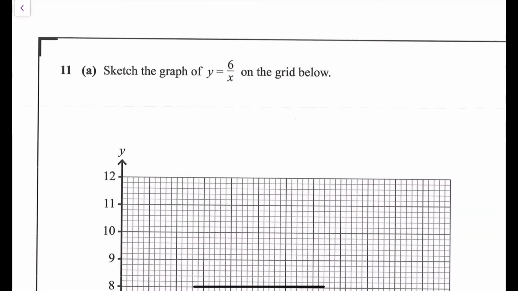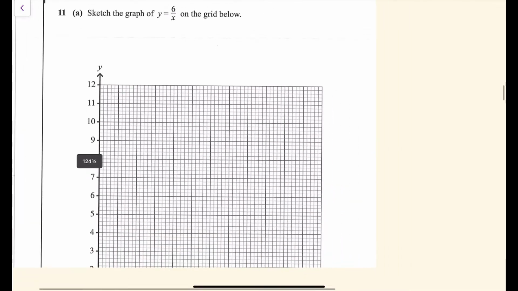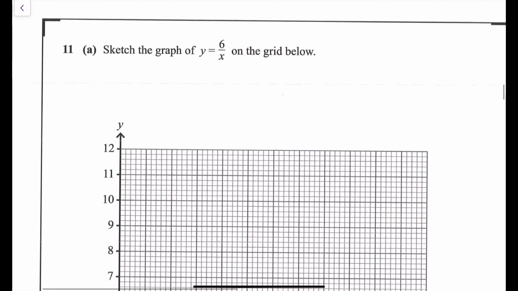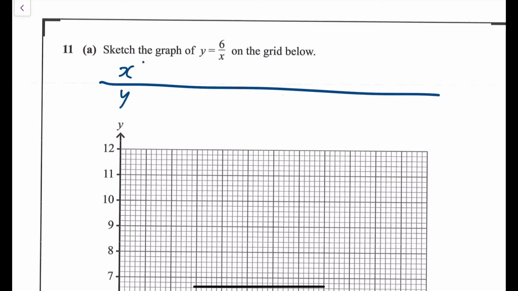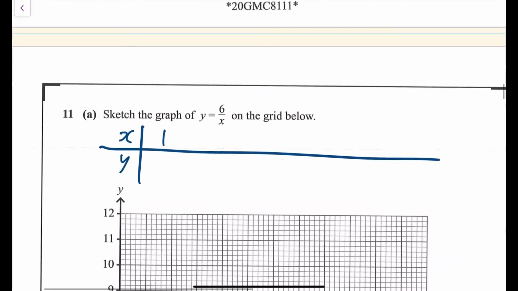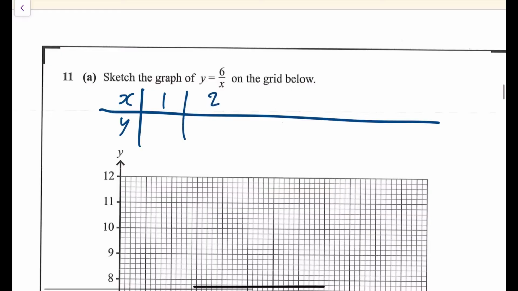Sketch a graph of y equals 6 over x on the grid below. Okay, I would work this out, then I'll do a table of values. It is just a sketch, but it's 3 marks for it, so I think they probably want you to do this. I'm not 100% sure, to be honest, but I would imagine they would want you to do this. So my x values go from 1 to 6. I think I would just do those out, 1 to 6. It nearly makes it easier having them. 1, 2, 3, 4, 5, and 6.